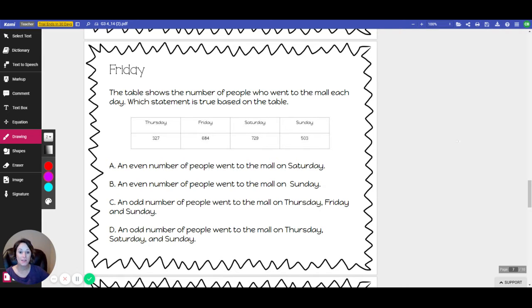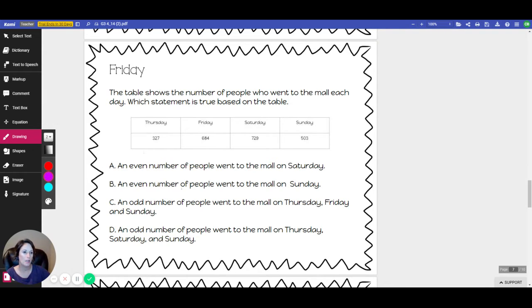Let's get started on our last two warm-ups for this week. So today, the table shows the number of people who went to the mall each day. Which statement is true based on the table? So I've got Thursday, Friday, Saturday, and Sunday, and I've got the number of people that went to the mall on those days. So let's start by looking at our answer choices.